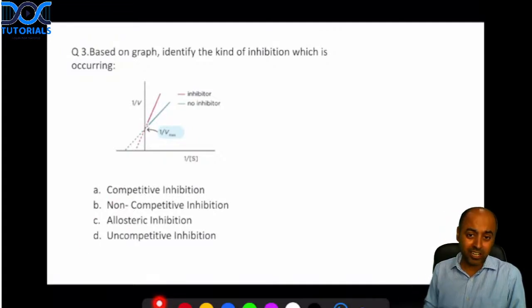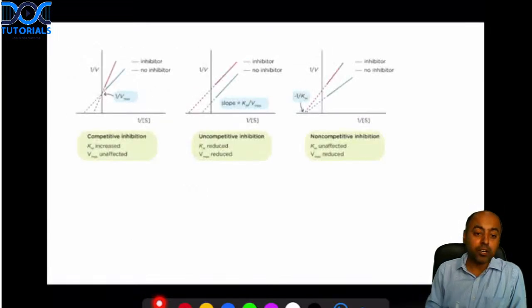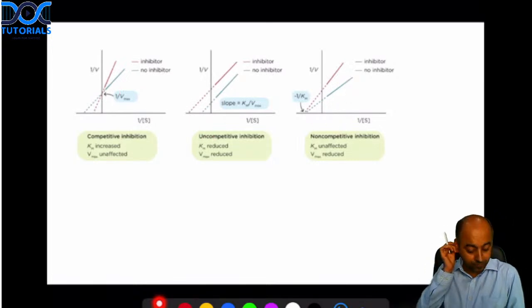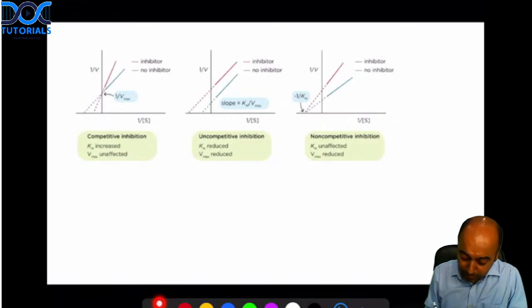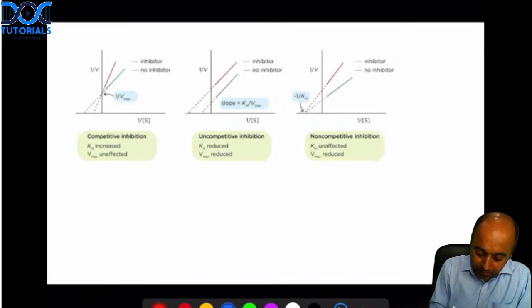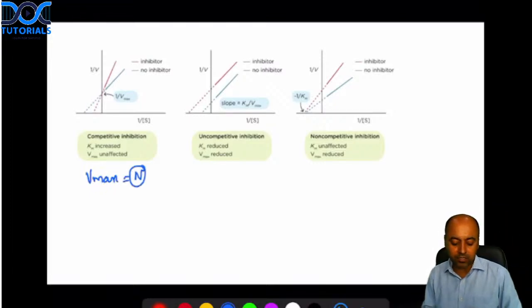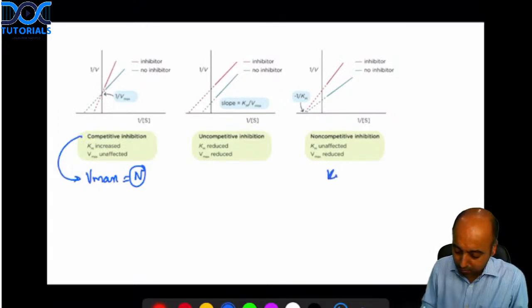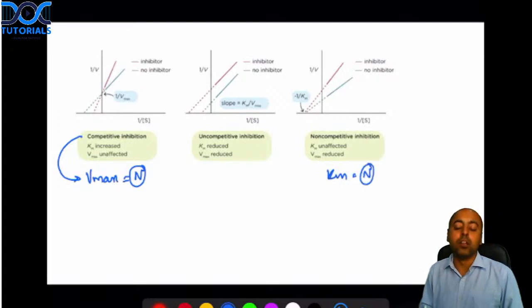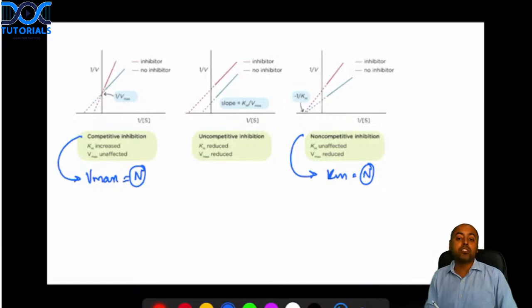I'll quickly show you the three different graphs: the competitive inhibition, the uncompetitive inhibition, and the non-competitive inhibition. Now, it can become very difficult and confusing to find out what type of inhibition occurs in which cases and what is the appearance of the graph. So I'll give you a very simple trick. The Vmax is normal in competitive inhibition. The Km is normal in non-competitive inhibition, just by definition.